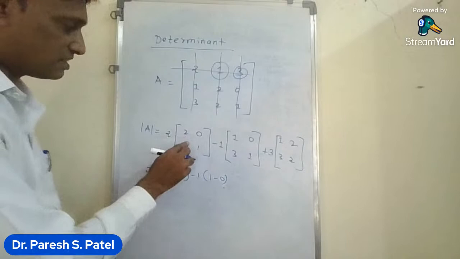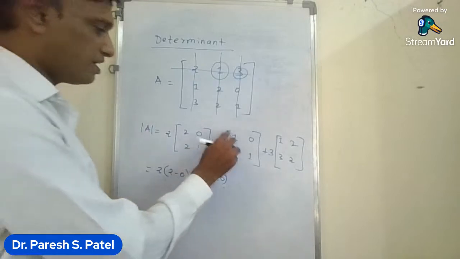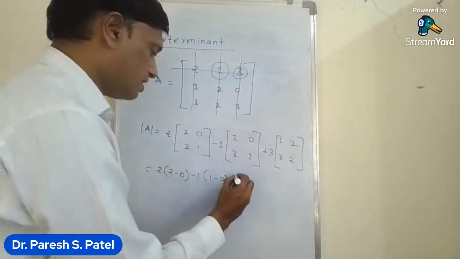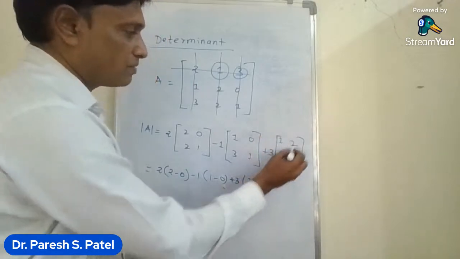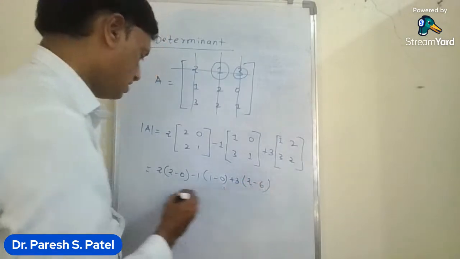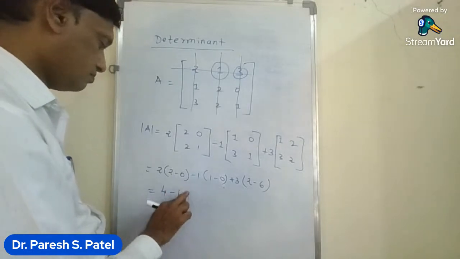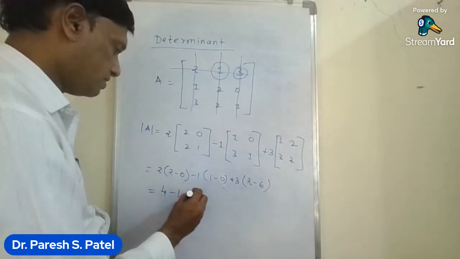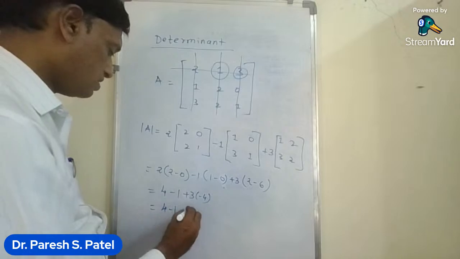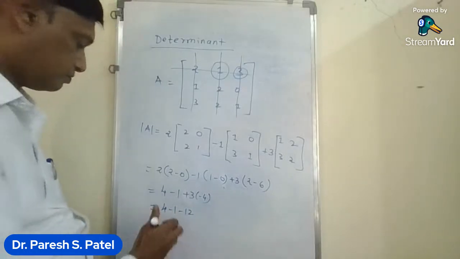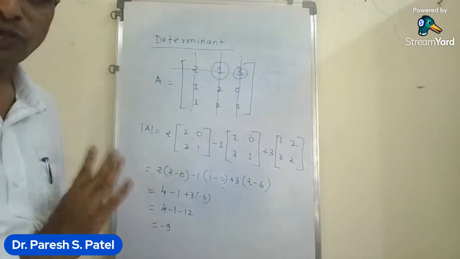Okay, this is a two-dimensional matrix. It means the combination of diagonal elements minus other than diagonal elements. Similarly over here, 1 minus 0 plus 3. The combination of diagonal elements minus other than diagonal elements is equal to 4 minus 1 plus 3 times (1 minus 4), which is 4 minus 1 minus 9... so the determinant of this matrix is equal to minus 9.